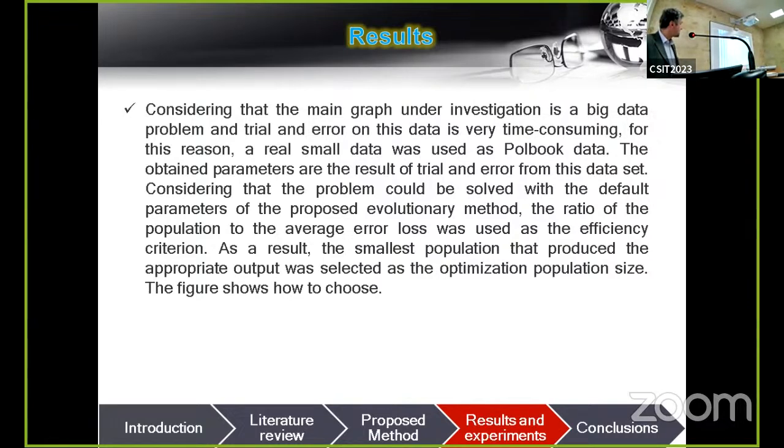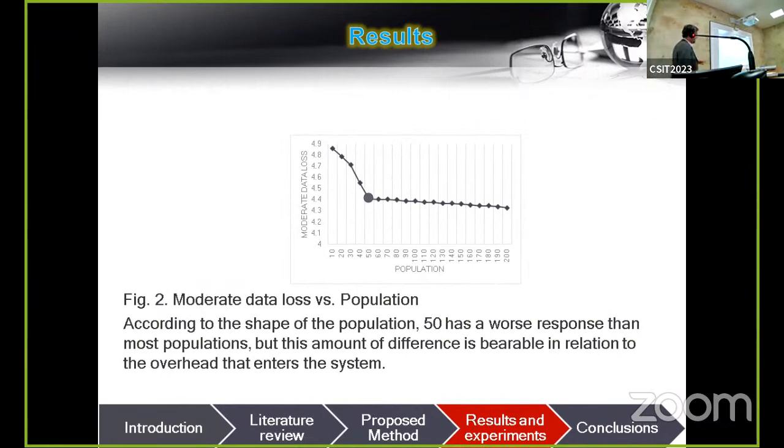In the figure, you can see this. Here, a population of 50 is a good selection. If we increase the population, it is better because the data loss is decreased, but this needs more processing. So 50 is a good selection for the population.